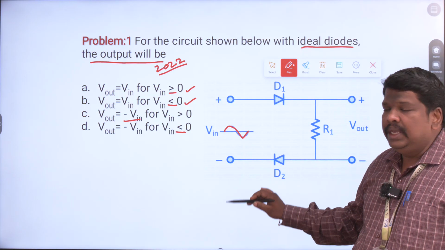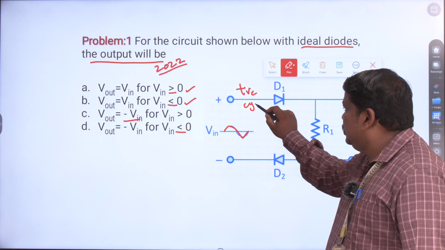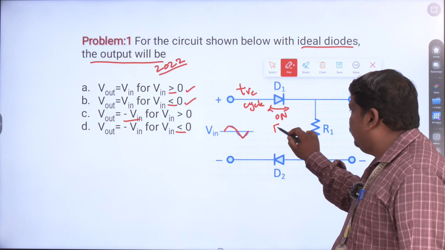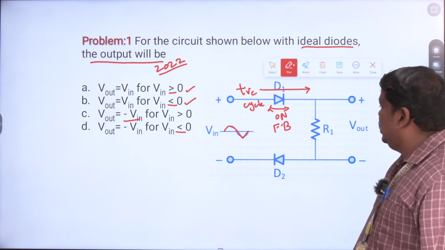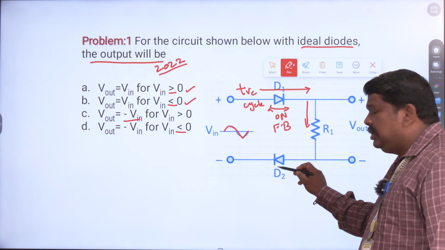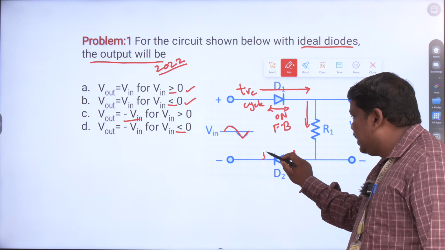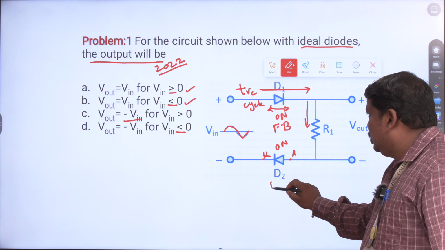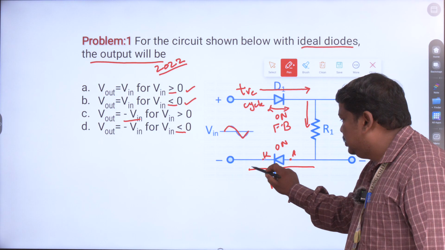Now you are applying your AC input. During your positive cycles, your diode is in the on condition, so it is in forward bias. The current flows in this direction and through the load resistance. When it enters diode D2, because this is your anode and this is your cathode, the diode is again going to be on and forward biased. So the flow of current should be like this.